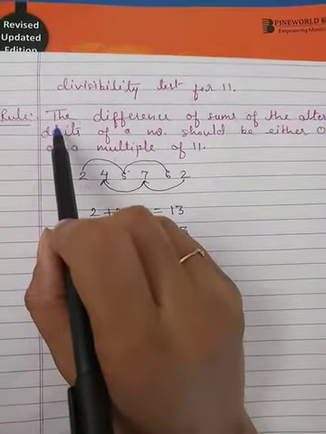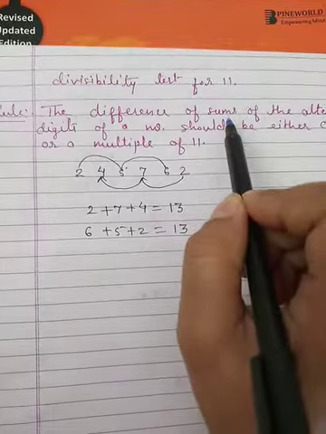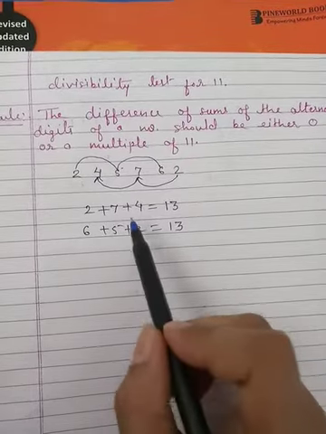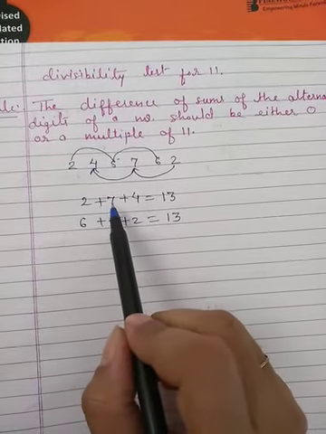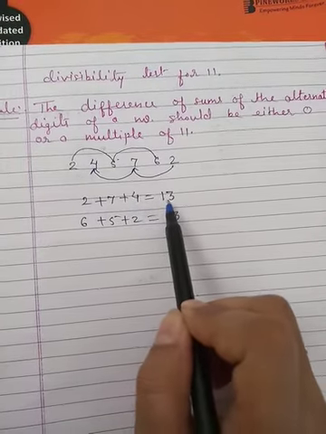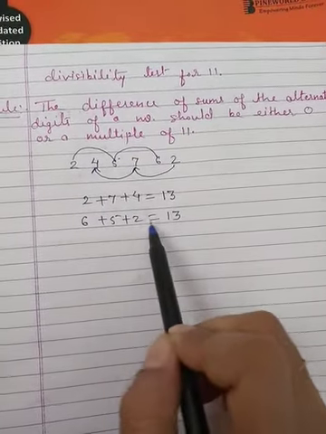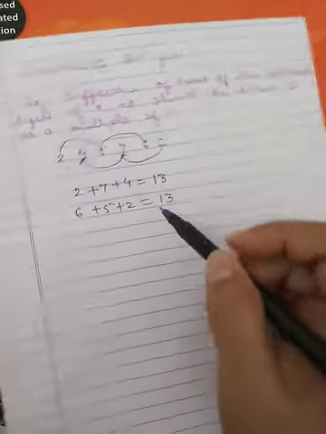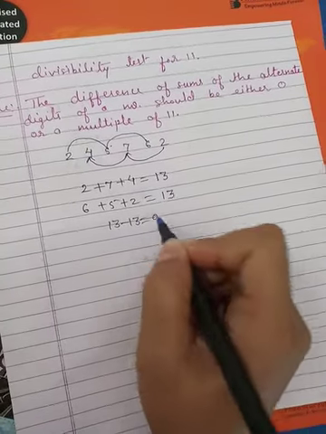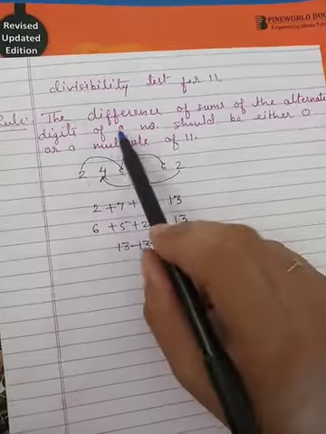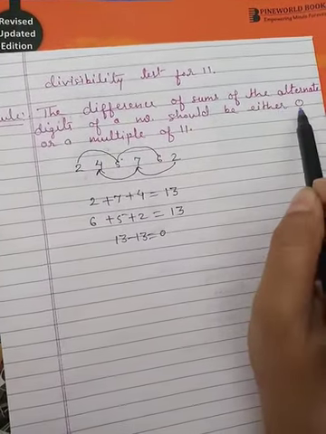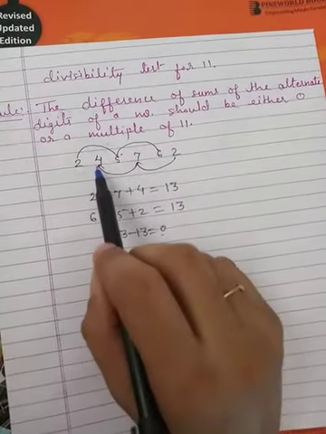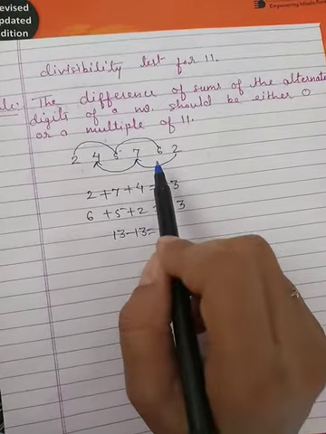So you see, the rule says the difference of the sums of the alternate digits of a number. We found the sum of the alternate digits is 13, and the sum of the remaining digits is also 13. Now we have to find the difference of both sums. So 13 minus 13 is equal to 0. According to the rule, the difference should be either 0 or a multiple of 11. Here we are getting 0. That means the given number is completely divisible by 11. Fine.